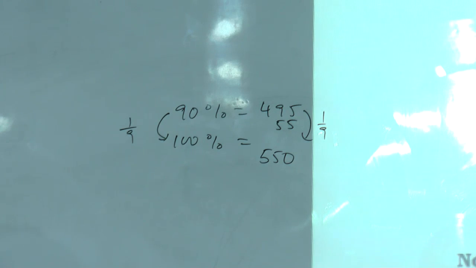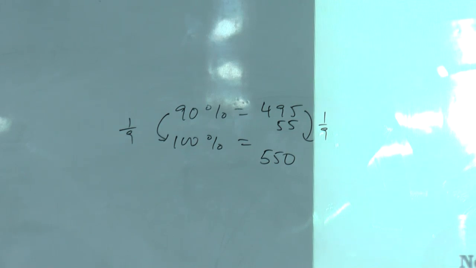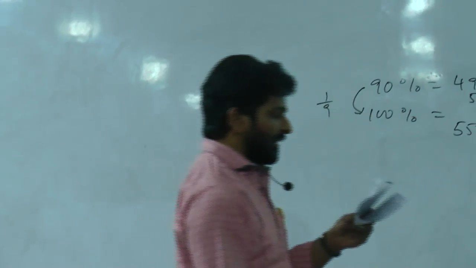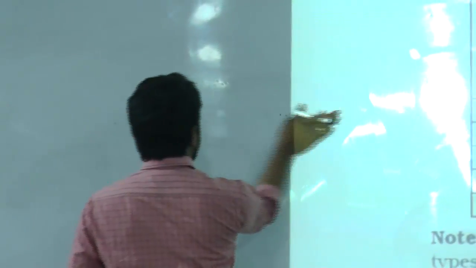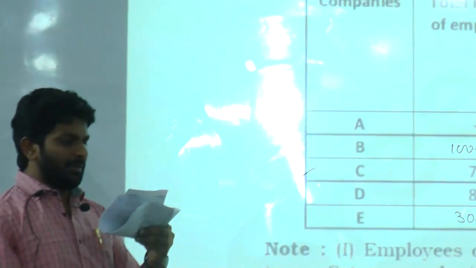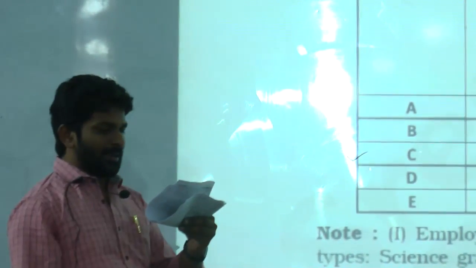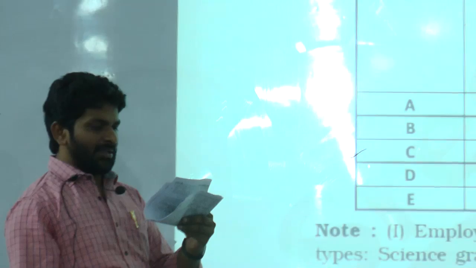41 to 45. Are you sure? 45. Getting the answer is not important. You should understand this. If the respective ratio between the number of science graduate employees and commerce graduate employees in company C is 5:6, what was the number of commerce graduate employees in company C? Commerce graduate employees.